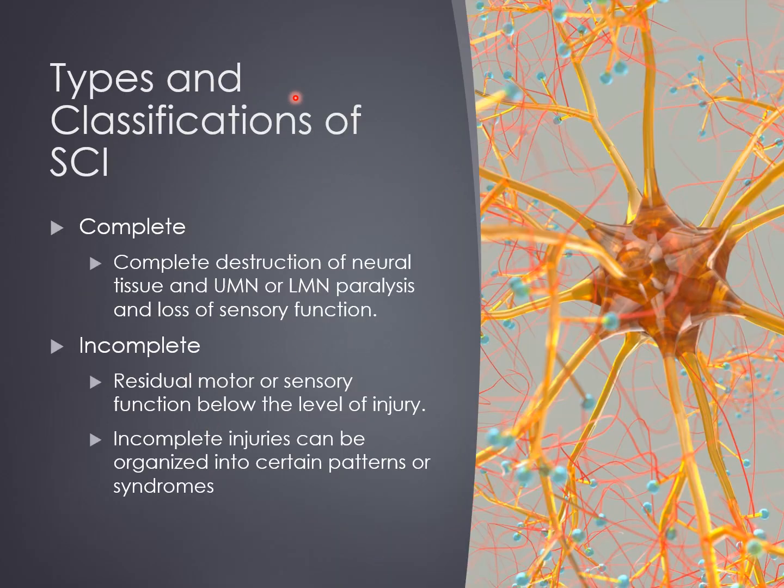We have two major classifications or types of spinal cord injury. One is complete, where there is complete destruction of neural tissue and upper motor neuron or lower motor neuron paralysis, as well as complete loss of sensory function. But you can also have incomplete SCI, where you have some residual motor or sensory function below the level of the injury. Incomplete injuries can be organized into certain patterns or syndromes of SCI.